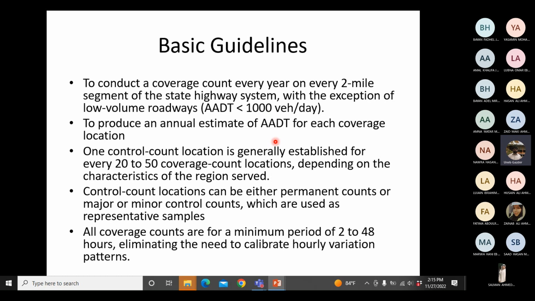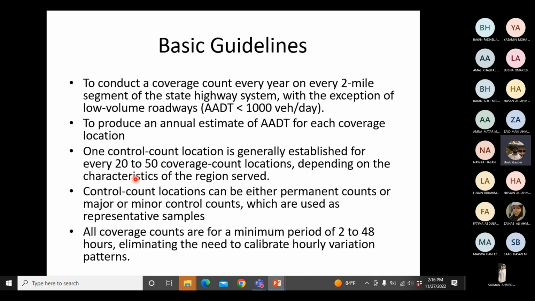Okay, for each location we need to find out AADT as I mentioned earlier. And then there was a ratio between control count and coverage count location. For the limited network study, the ratio was up to 1:20. You can go up to 1:20. But for statewide program, the network is very big. So the number of segments is many times higher than a limited network. Like if the number of segments was 100, there it will be in thousands.